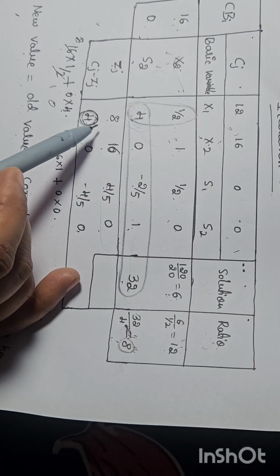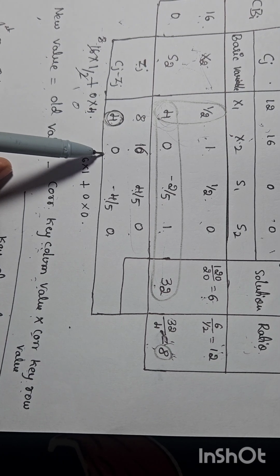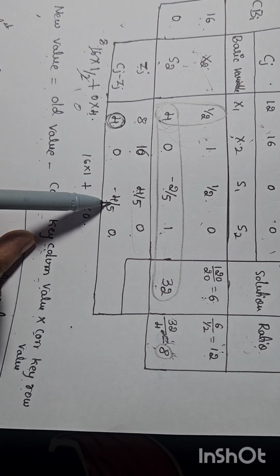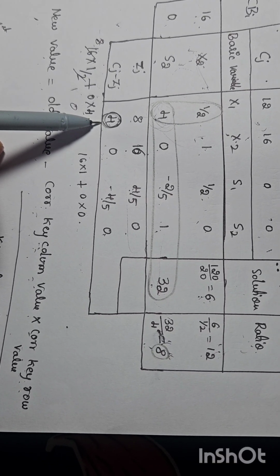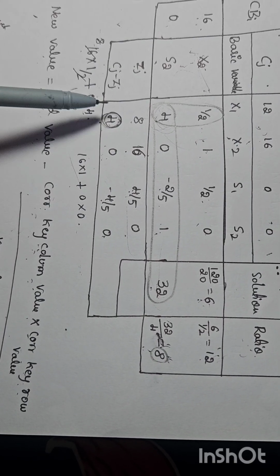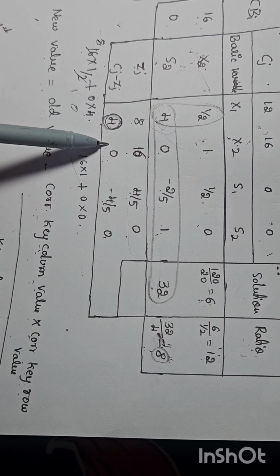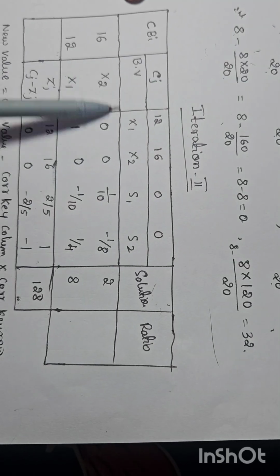After finding this, you look at the Cj minus Zj values. Are we getting any 0 or negative values? Yes, we are getting 0 and negative values, but this element should be positive. So again we need to go with the next iteration. The optimality condition says Cj minus Zj values should be 0 and or negative values. So next, the second iteration.